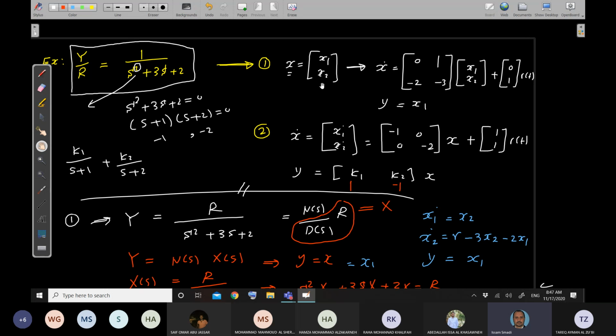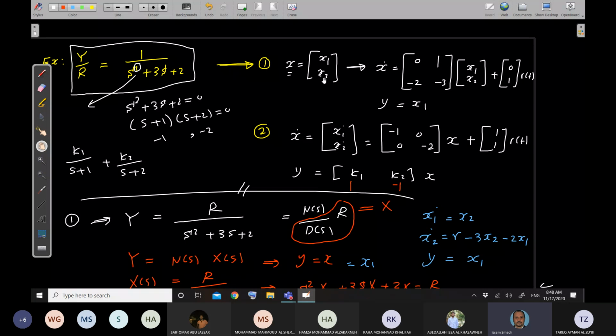What's the meaning of non-uniqueness? Do you know the meaning of non-uniqueness? Which means that it depends on your selection. Yeah, thank you. Your selection of the state variable.